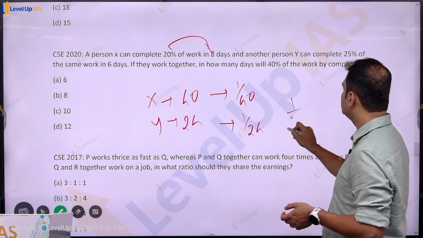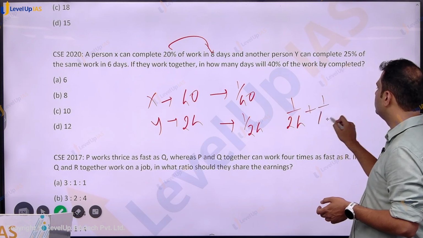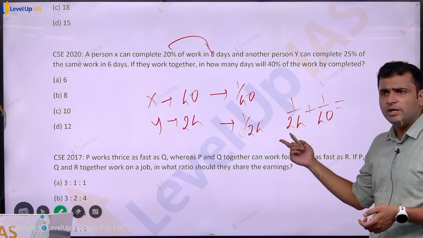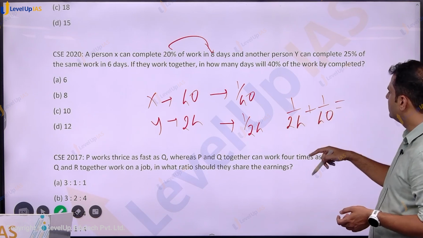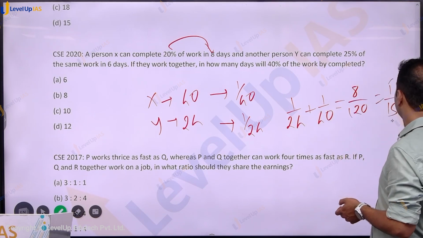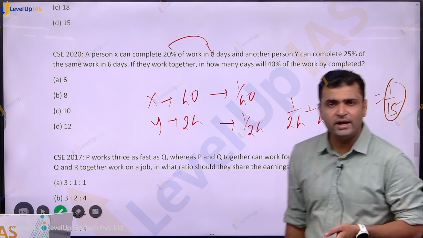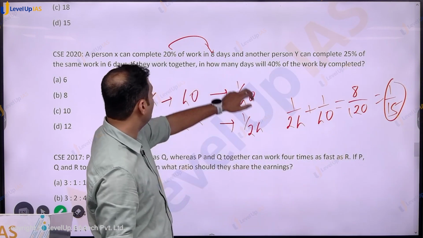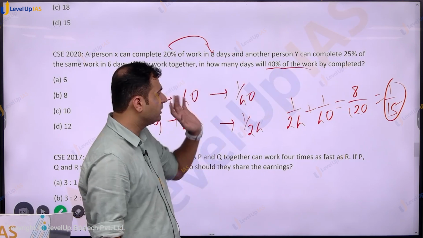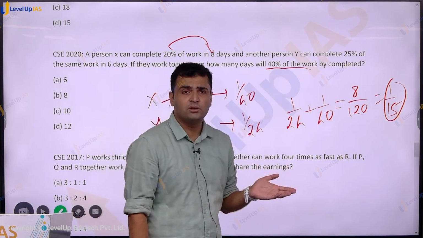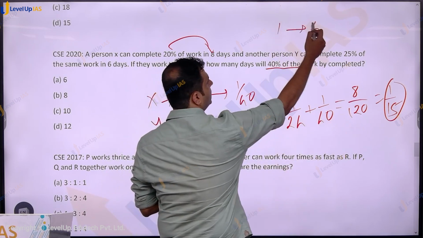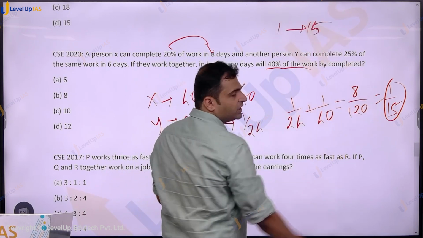If they work together, this is how much work they will finish in 1 day, which is how much? LCM is 120. So it is 3 plus 5, 8 by 120, or 1 by 15. So they are finishing 1 by 15 work in 1 day. Question is, how many days will it take to complete 40% of the work if they work together? So we don't want to finish the whole work. Work will be finished in 15 days. So full work will be finished in 15 days, because 1 by 15 work in 1 day.